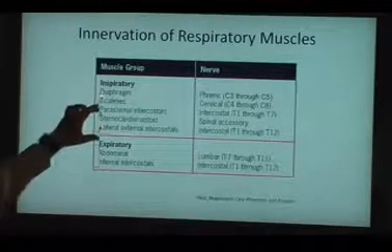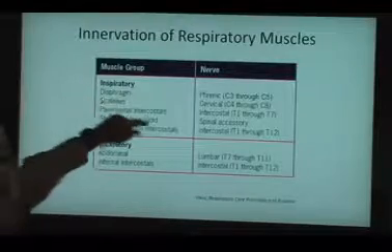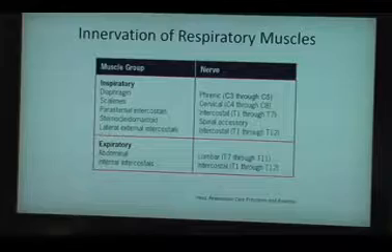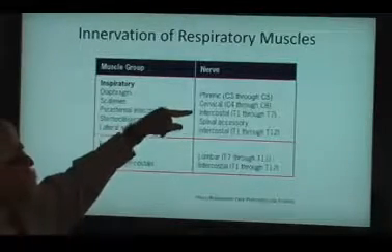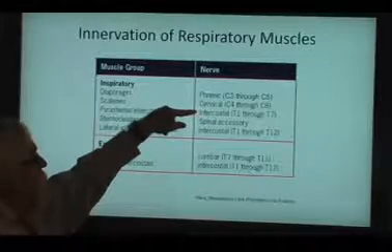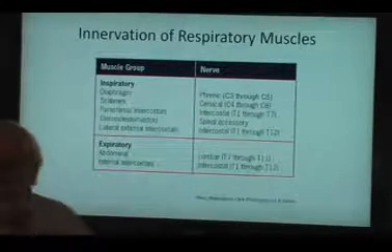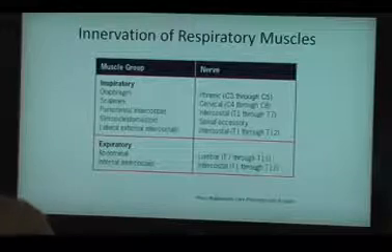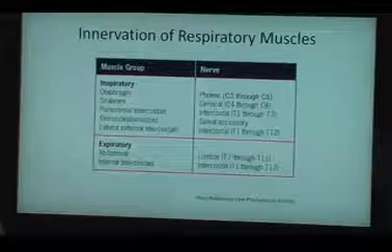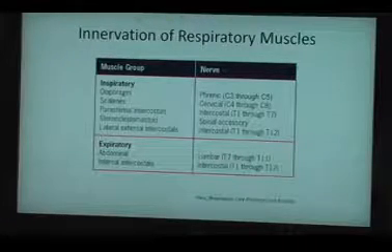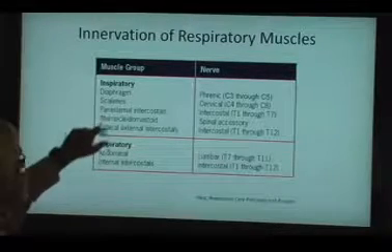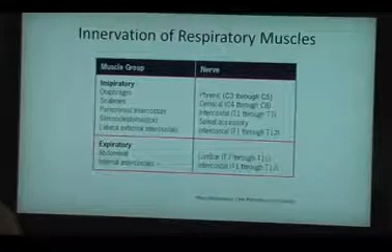The accessory muscles arise from C4 and below. So if a patient has an injury to the lower cervical spine or to the thoracic spine, they may be able to breathe on their own without respiratory assistance because the phrenic nerve is intact. The diaphragm can be used. However, they cannot use the accessory muscles of inspiration or exhalation.